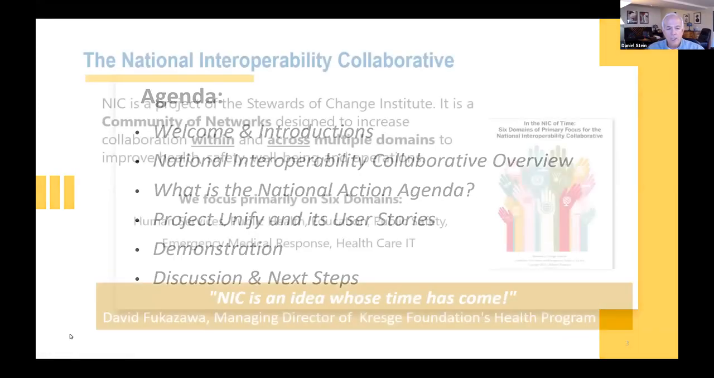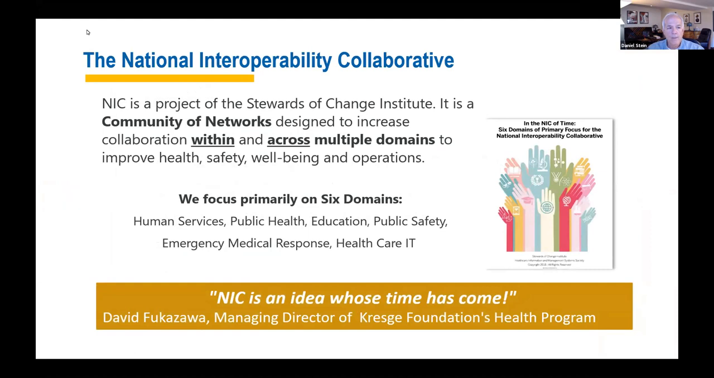So just a few starting comments about the National Interoperability Collaborative for folks that may be new to it. This is an initiative that we started with support from the Kresge Foundation about 3.5 years ago. The intention was to create literally a community of networks that would focus on creating more collaboration both within and across the multiple domains and disciplines that are contributing to health and well-being, safety. We focused on 6 domains in particular. We organized the world in terms of human services, writ large, public health, education, public safety, emergency medical response, and then healthcare IT associated with that.